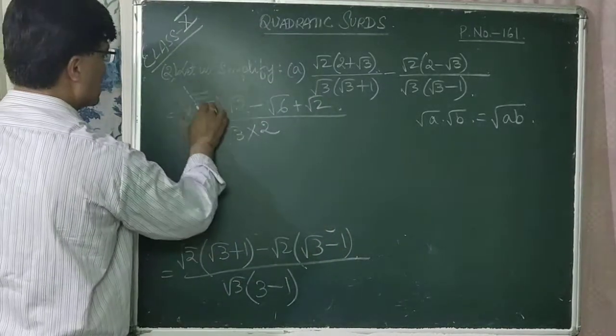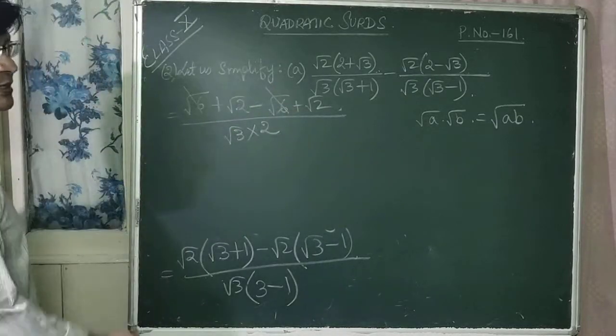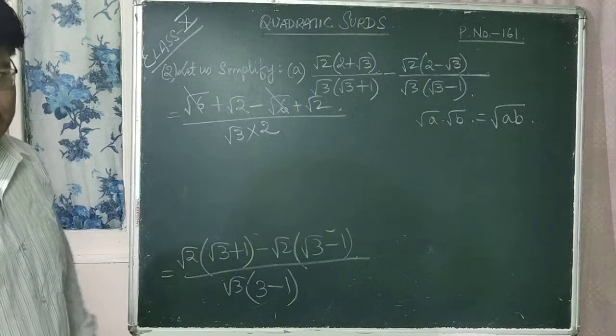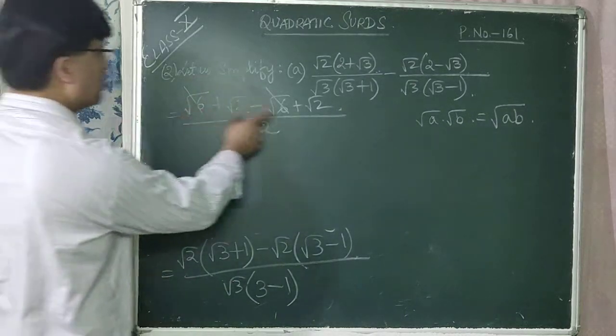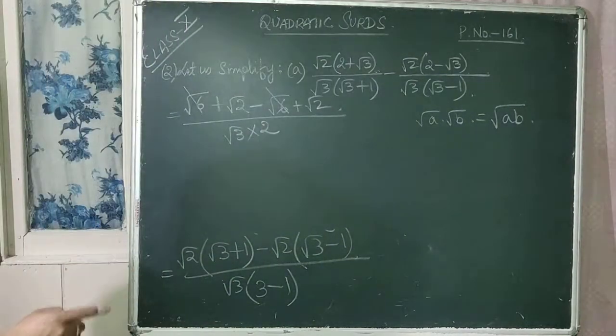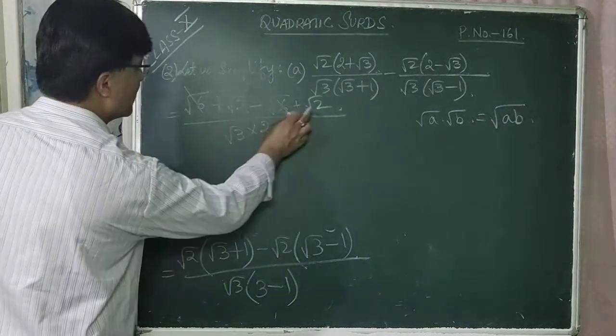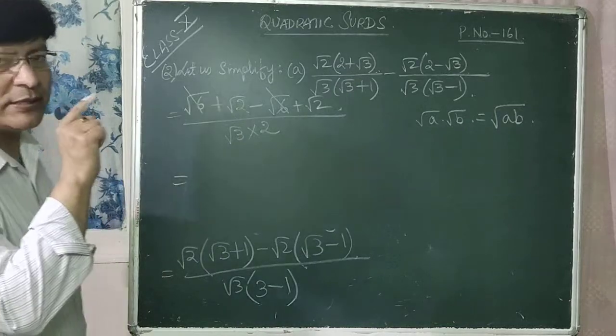Next, here you can cancel this: root 6 minus root 6 gets cancelled. Different sign, similar surds can be subtracted. Okay? So root 6, same surd is there. Same surd, different sign can be subtracted. So what is root 2 plus root 2? Like, what is a plus a?